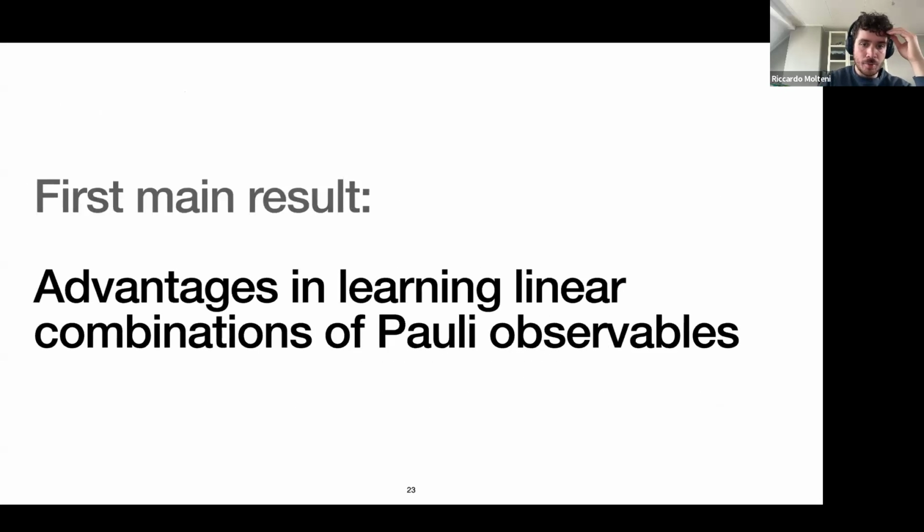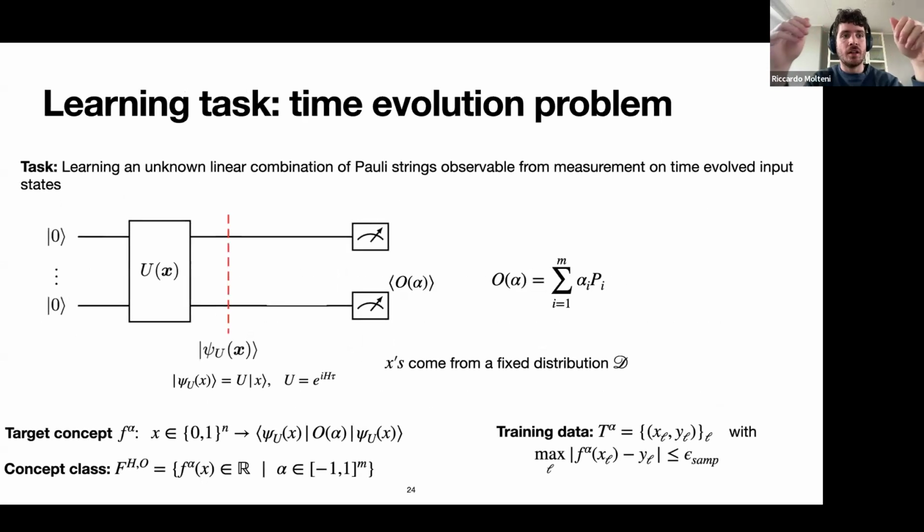So we are finally able to talk about our first results in this paper. And this is advantages in learning linear combinations of Pauli observables. So I will introduce to you the task. The task is learning an unknown linear combination of Pauli string observables from measurements on a time-evolved input state. Let me just define the task. We have input x, which are bit strings, which come from a fixed distribution D. And suppose that you have a circuit that for each x prepares this time-evolved state. So basically, x will define the starting state, the initial state, which is basically a computational basis state.